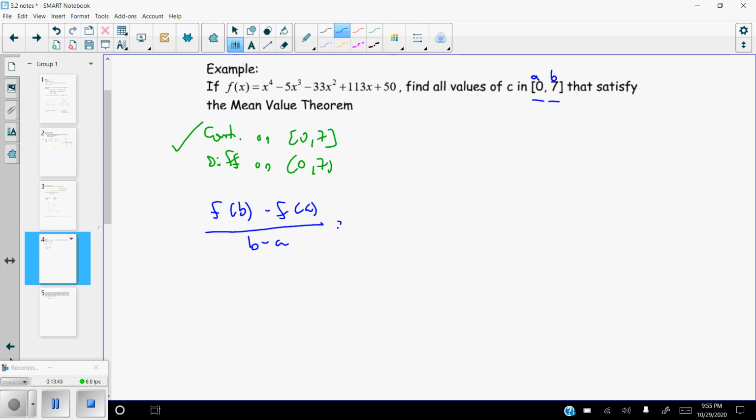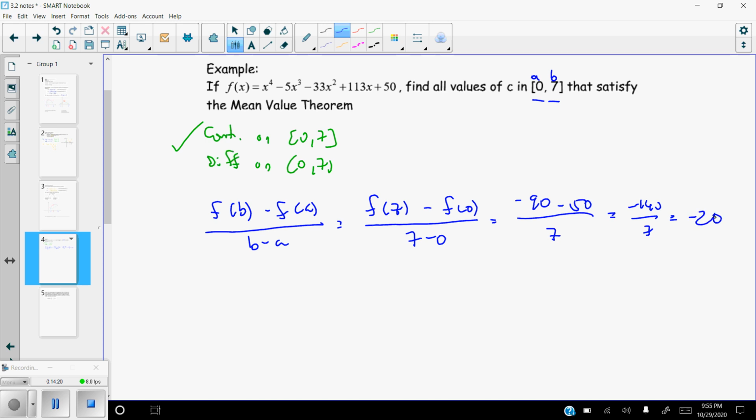So let's figure out these values. So we've got f of b, that's going to be the function at 7. That's going to be some big numbers to deal with. Minus the function at 0, that's an easy one, over 7 minus 0. So no, I did not do this without a calculator. I had to use a calculator to plug in 7, and you would end up with negative 90. 0, you can pretty much do without a calculator. That's going to give you 50, so minus 50 over 7. So that's going to be negative 140 over 7, which ends up being negative 20. So that's the average slope between the endpoints.